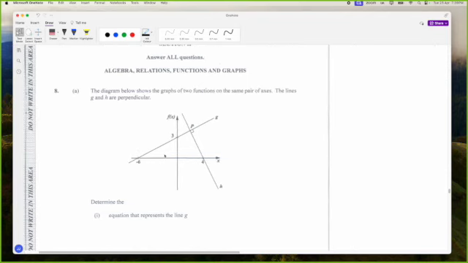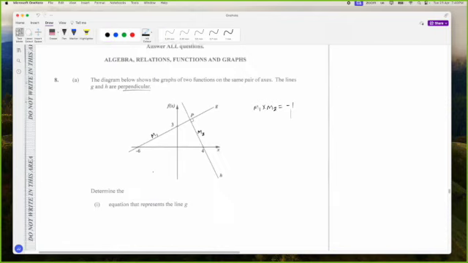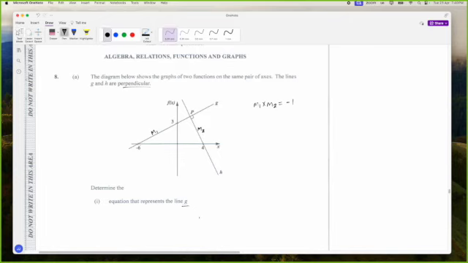All right, the diagram below shows the graphs of two functions on the same pair of axes. I see that the lines G and H are perpendicular. That tells me something. That tells me that if we call this gradient M1, and we call this gradient M2, because they are perpendicular, M1 times M2 will automatically be equal to -1. Right? The minute you see perpendicular in a coordinate geometry question, you know.